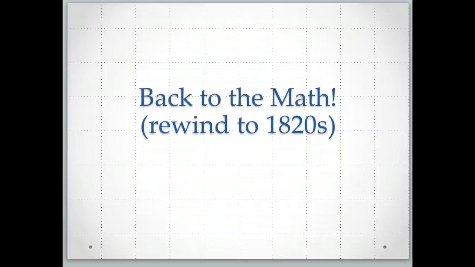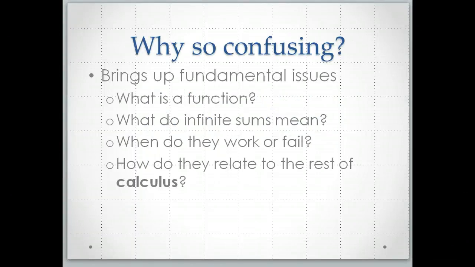I want to go back to the mathematical story, which is really why I wanted to give these lectures in the first place, because it's very cool how this one subject of Fourier analysis was a big driver, not the only driver, but a very, very big driver for 100 years of massive changes in mathematics. So why was the Fourier story so confusing? Let me talk about some fundamental issues.